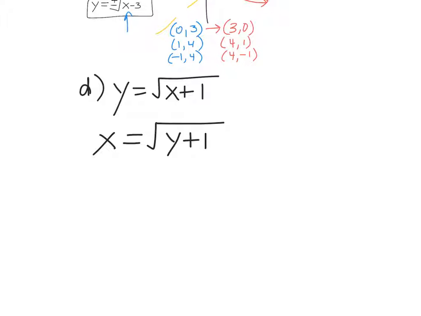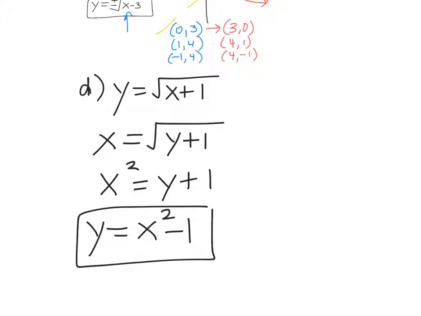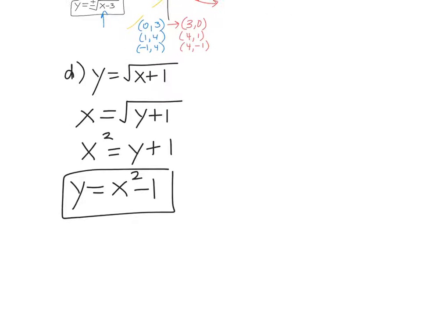Y plus 1. And then go ahead and square both sides so that x squared equals y plus 1. And then solve for y by subtracting 1 over. So we get x squared minus 1. So there is the inverse.